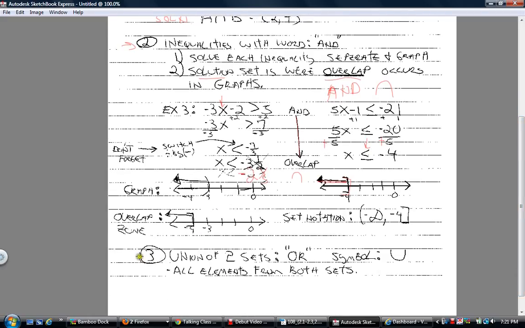Objective 3 now, we're going to take the word union. The word union has the letter U, and we use that symbol, the letter U, for union. And so it's nice to know that if you think of union, you're thinking of the word or. All elements from both sets. You're going to include all elements from both sets.